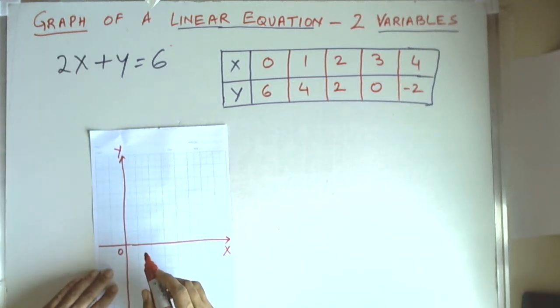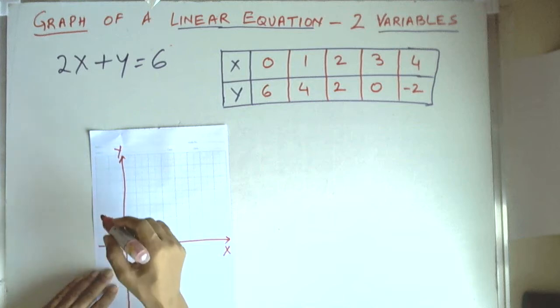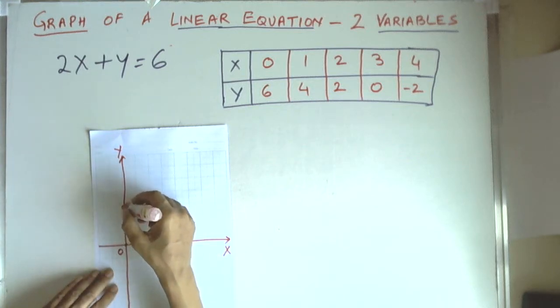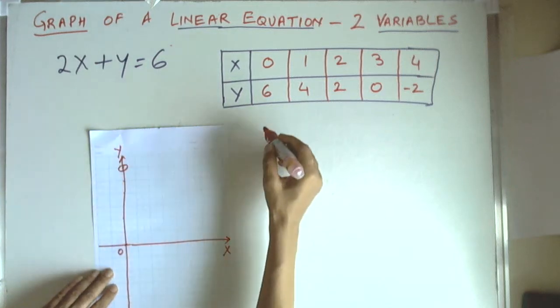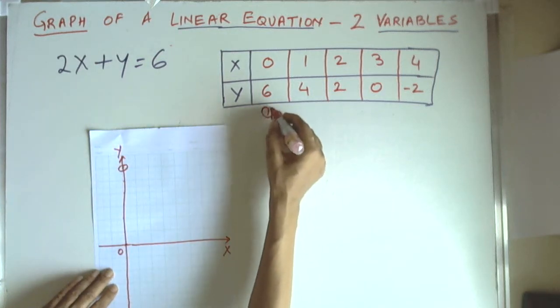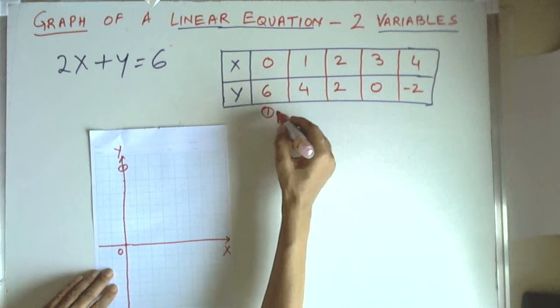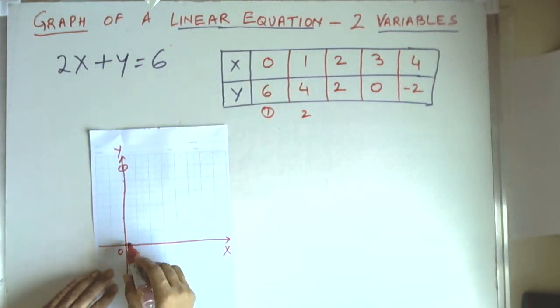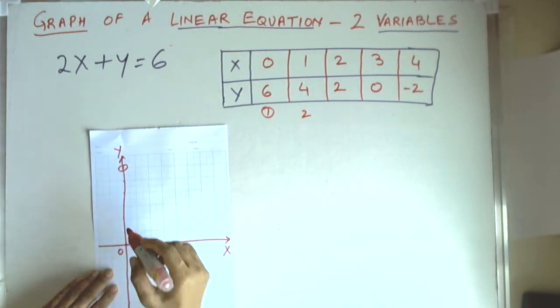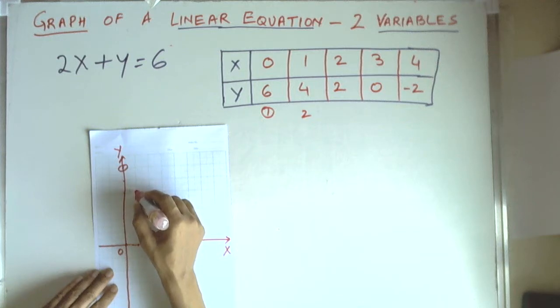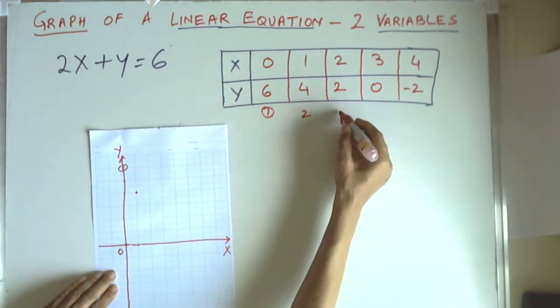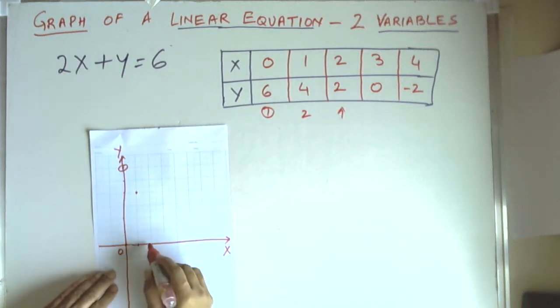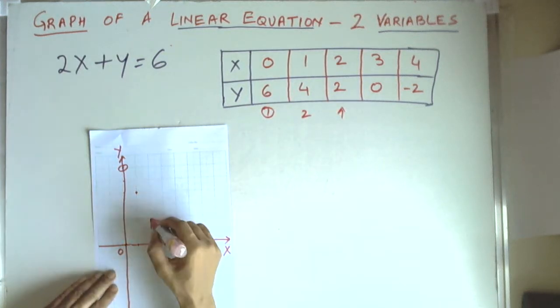So the first point is x is 0, y is 6. So 1, 2, 3, 4, 5, 6. So this is the point. This is number 1. The second point is x is 1, y is 4. So this is the second point. Third point, this one is 2, 2. So x is 2, y is 2.